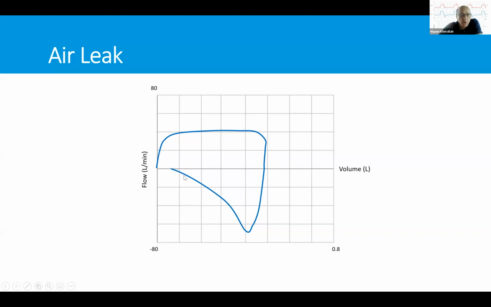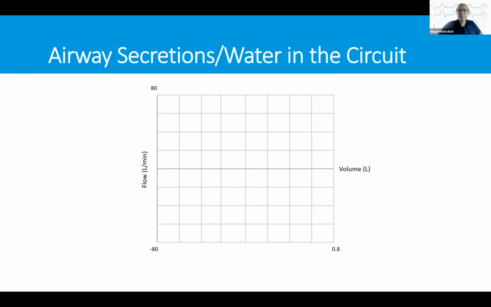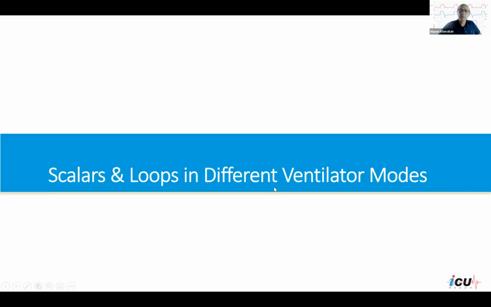But notice that the flow goes down to zero. This is the difference between air trapping and air leak. Here the flow goes to zero. In air trapping, it doesn't go to zero. There's persistent flow at end of expiration. And this is the leaked volume. If you have secretions or water in the circuit, you will see exhalation is fluctuating and having this zigzag.